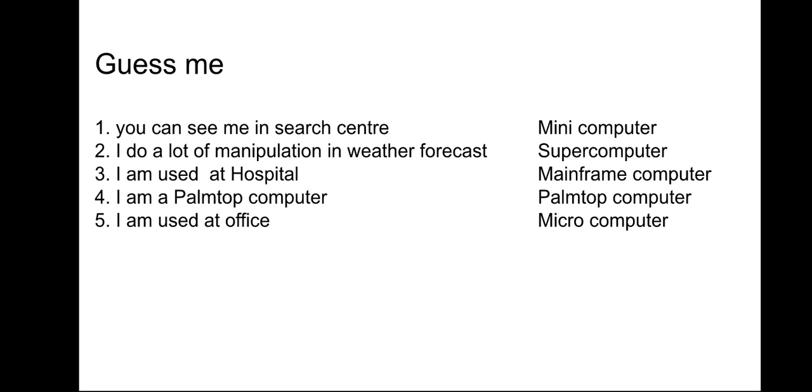I do a lot of manipulation in weather forecast. Every day in the news we see the weatherman come and tell about the weather. Today we'll have rain, we won't have rain, we'll have a bright sun, a very hot season. So with the help of which computer are they doing all this? Supercomputer. They get help from the supercomputer and forecast the weather.